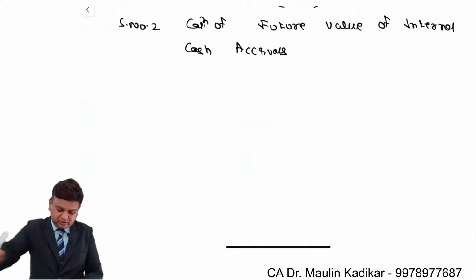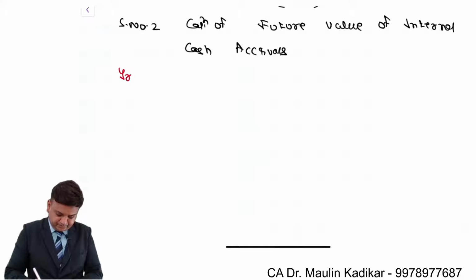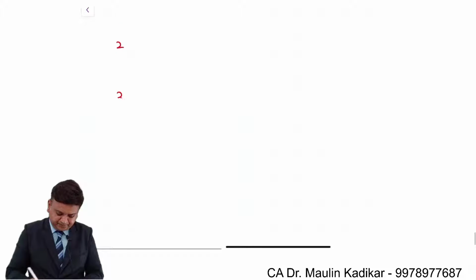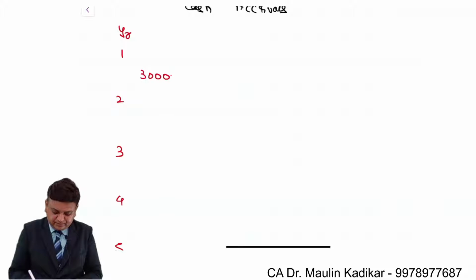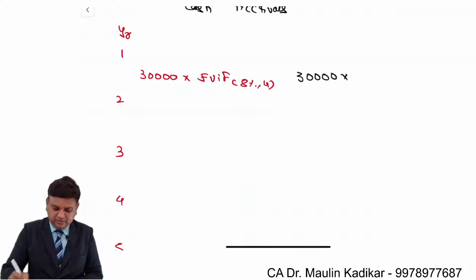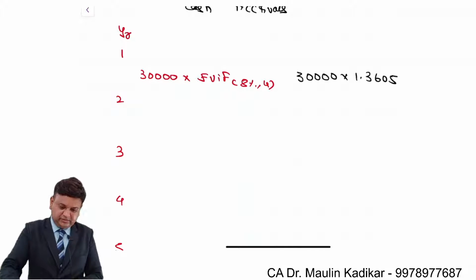Let us see how to make the calculation of the answer. It is first year, second year, third year, fourth year and fifth year. Year 1 to year 5. 30,000 is the year 1 cash inflow into future value interest factor at the rate of 8% for 4 years. So it is 30,000 into 1.08 raised to 4, that is 1.3605. So 30,000 into 1.3605 comes to 40,815.